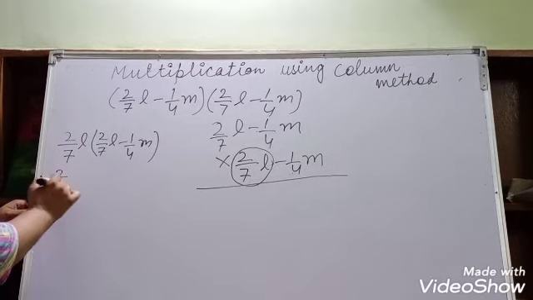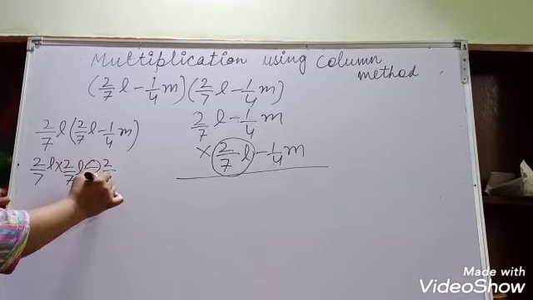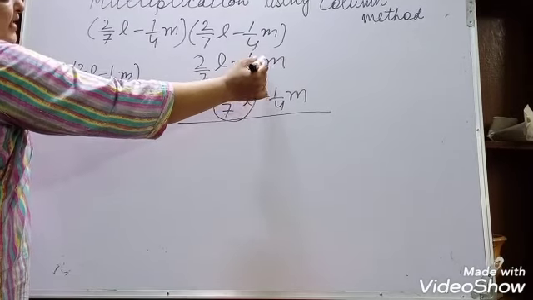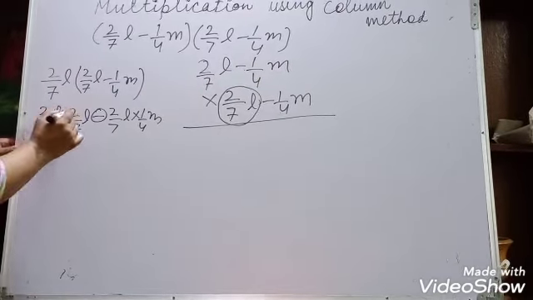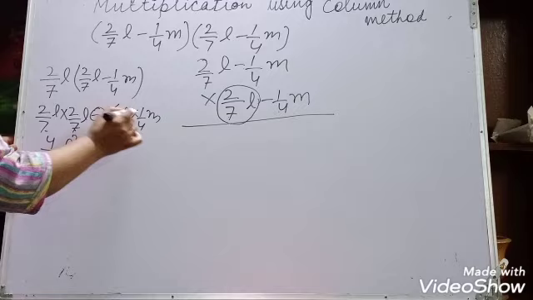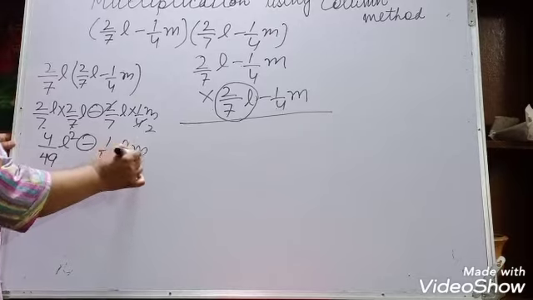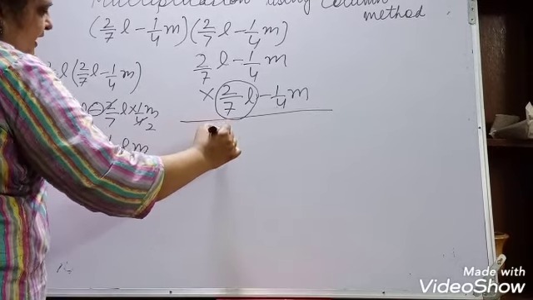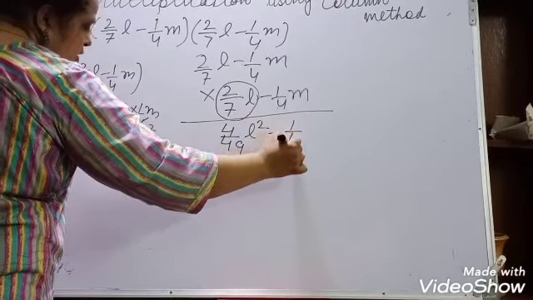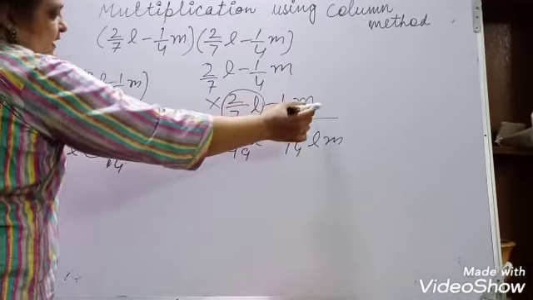That is 2 over 7l into 2 over 7l minus 2 over 7l into 1 over 4m, since 2 over 7l will be multiplied by 1 over 4m also. So 2 2s are 4, 7 7s are 49 l square, minus 2 will get cancelled by 4, minus 1 upon 14 ln. So in the first line we will write 4 upon 49 l square minus 1 over 14 ln. And the same treatment will be done for the second term.